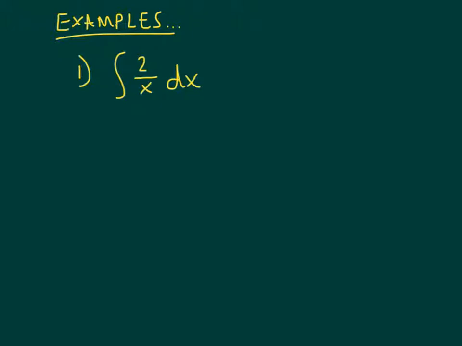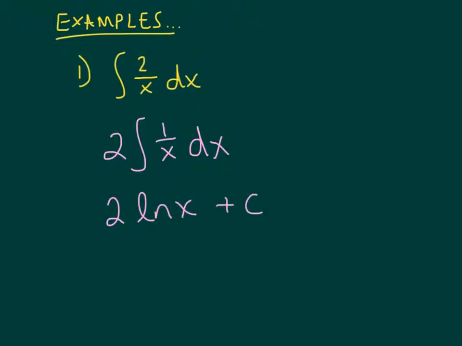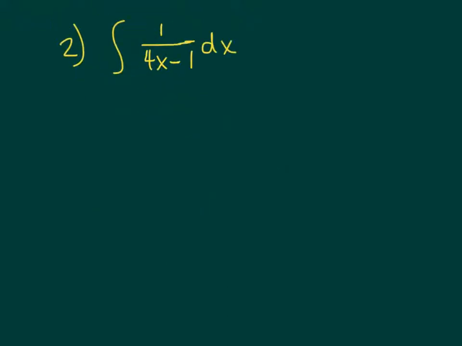And so the one thing that you could do is recognize that you have a constant that could come out front. This is 2 divided by x. It's the same as 2 times 1 over x dx. So I'm just going to rewrite this as 2 times the integral of 1 over x dx. Well, in that case, it becomes even more apparent that it's 2 natural log of x plus c. And so that is that first one. Very straightforward, very easy.